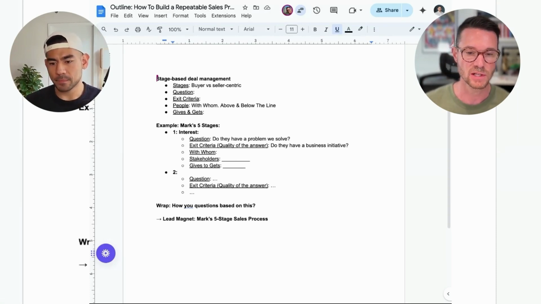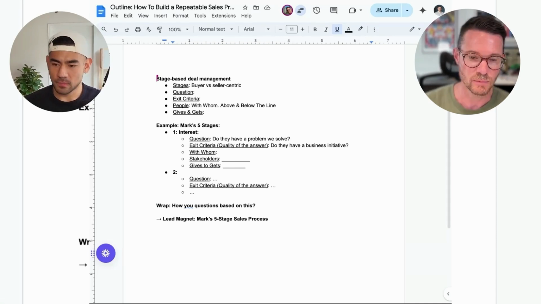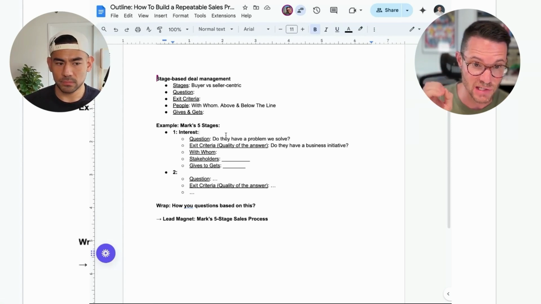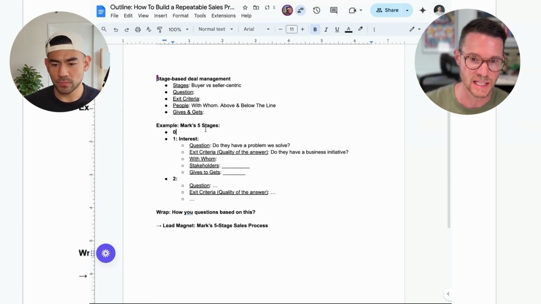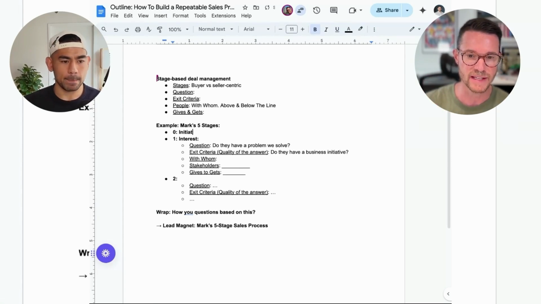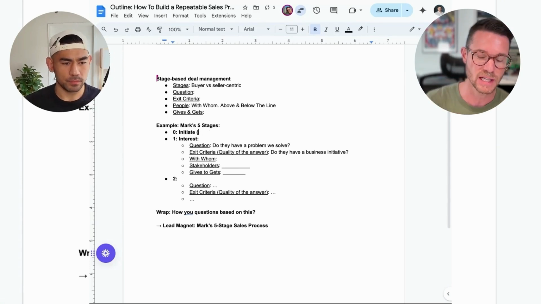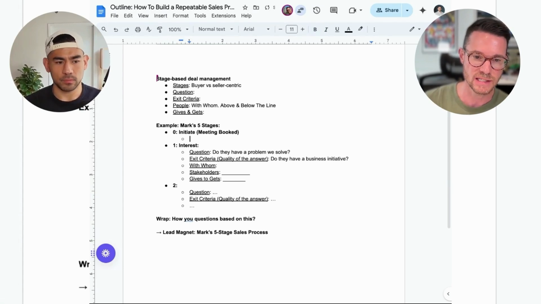So I personally don't like seller-centric stages. Another one is negotiations. No buyer has on their list, I need to go through negotiations, right? So what we want to do is use buyer-based, or buyer-centric, stages. My first stage is initiate, and I actually call this stage 0. This is pre-first meeting. In stage 0, the opportunity gets created when the meeting gets booked, and we're immediately in stage 0.